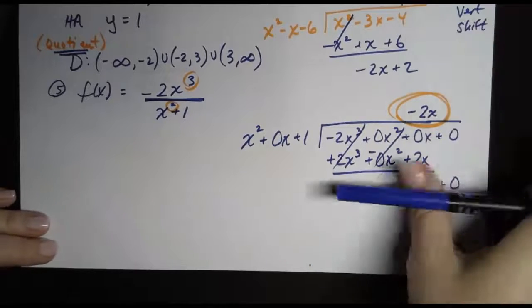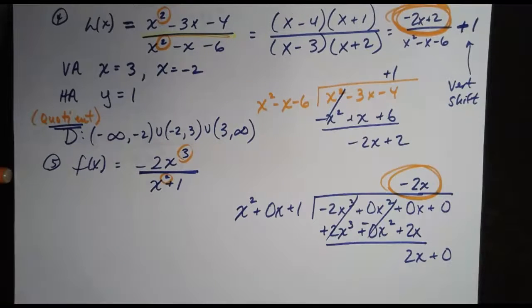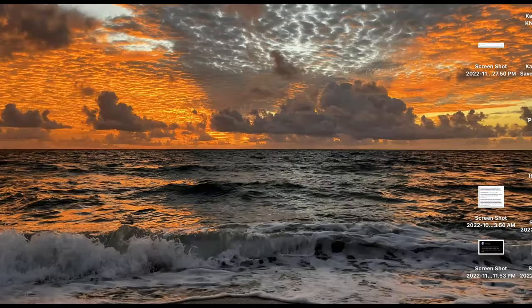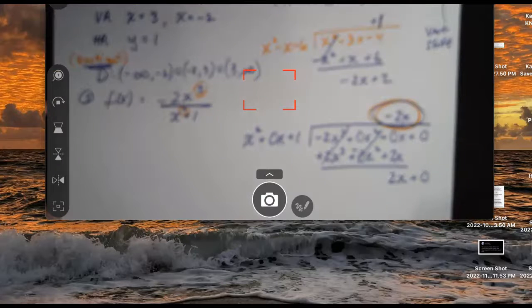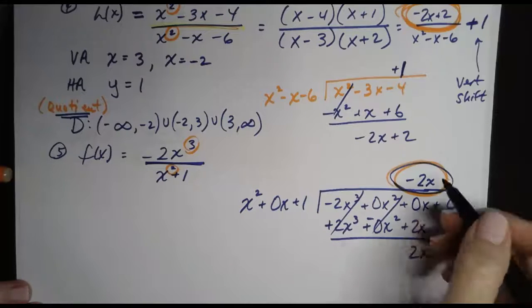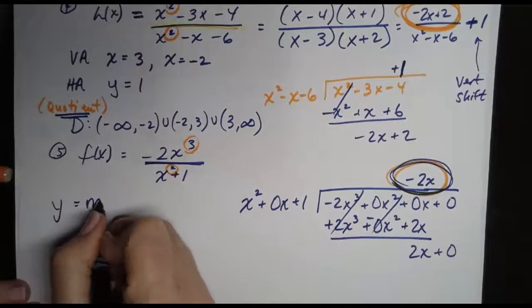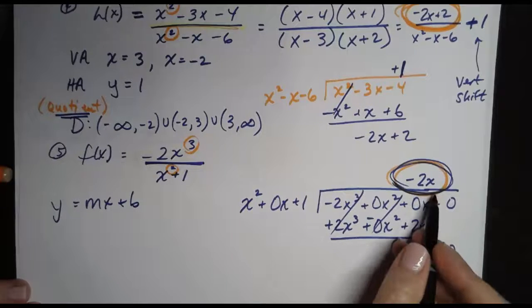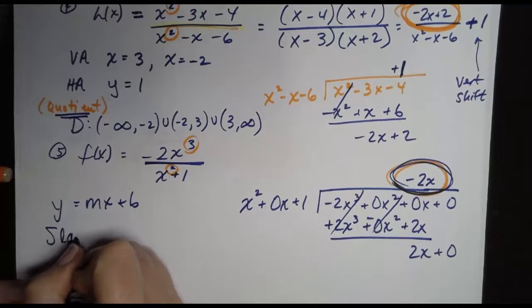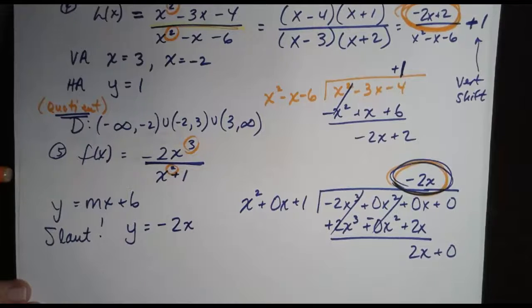Now, notice it's not just a constant like it was in the previous problem. So remember, our quotient in the previous problem was the horizontal asymptote. And it was horizontal because it was a whole number. But if our quotient is not a whole number, if we think of it in the form of y equals mx plus b, this is a slant asymptote. So not a horizontal, but a slant at y equals -2x.